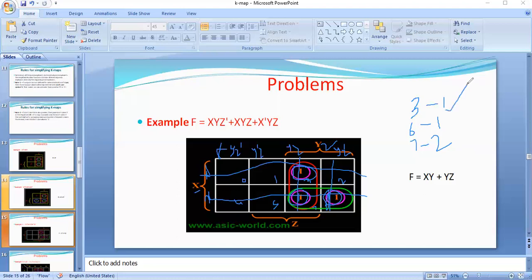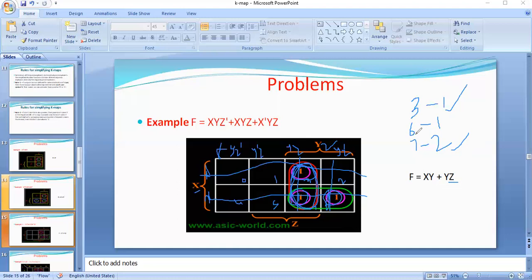Here I am taking 3. What is the maximum possibility of grouping here? Can we group 4? No. Can we group 8? No. We can group 3 with 7 only. So what is the expression here? YZ. See here, 3 and 7 are involved in the group, so we can tick mark.